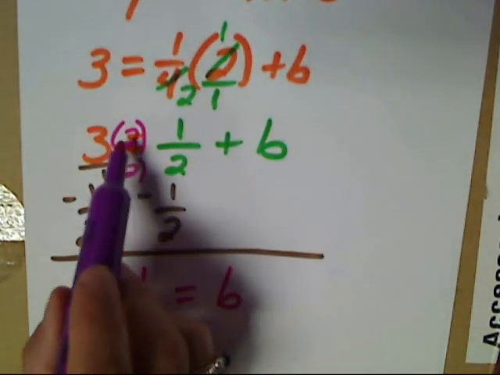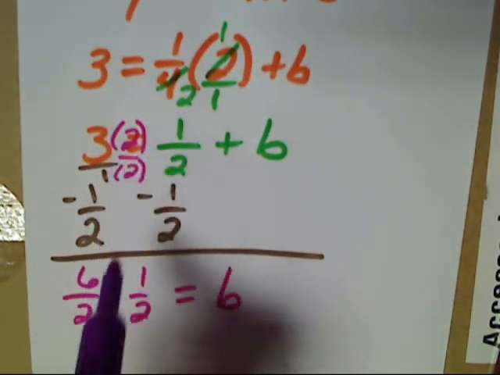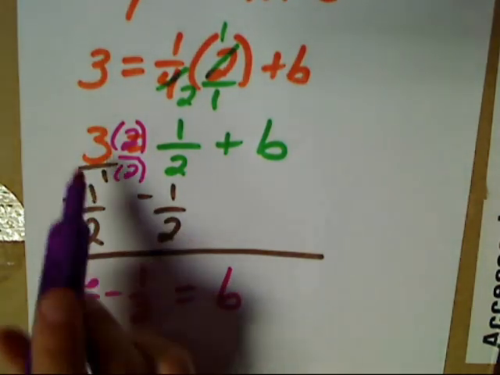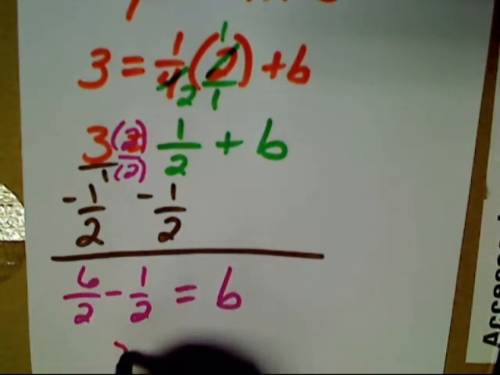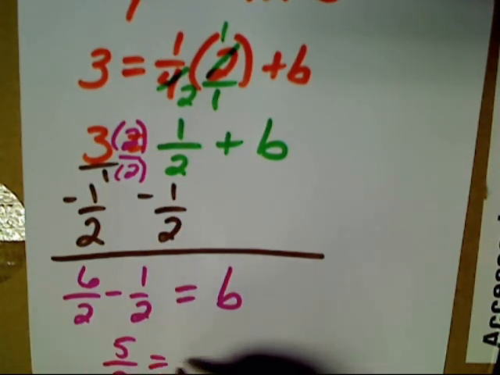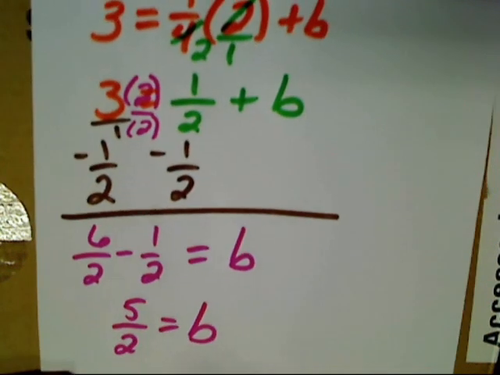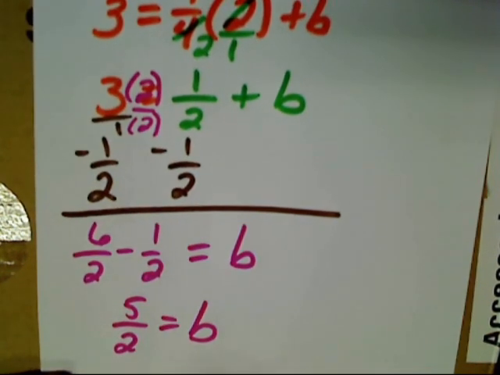Multiplying top and bottom by 2 over 2, because that's just a funky form of 1. Now that 3 is the same thing as 6 divided by 2. And now I subtract my numerators. 6 minus 1 is 5, and the denominators stay the same. And I find out that my b value is 5/2.